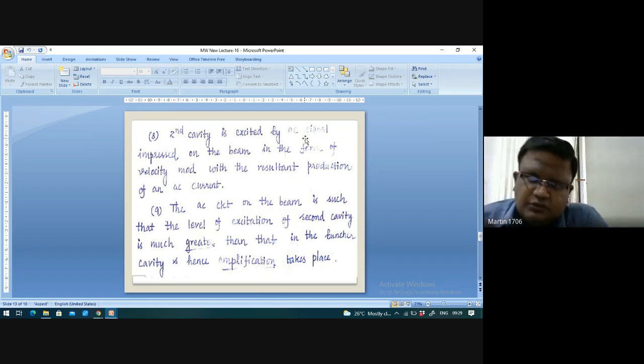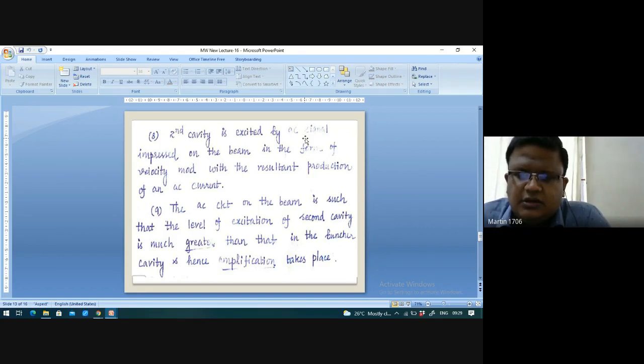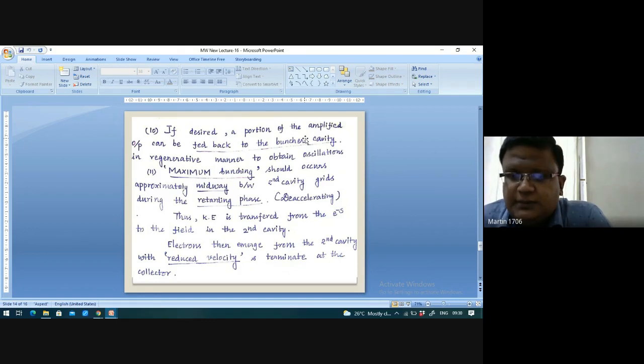So what I told: when the electron is injected toward the buncher cavity, what happens? It will flow to the next cavity, that is the catcher cavity. Once it catches the maximum number of electrons, it bunches all the electrons together and gets amplified. Okay. So if desired, a portion of the amplified output can be fed back to the buncher cavity in a regenerative manner to obtain oscillation.